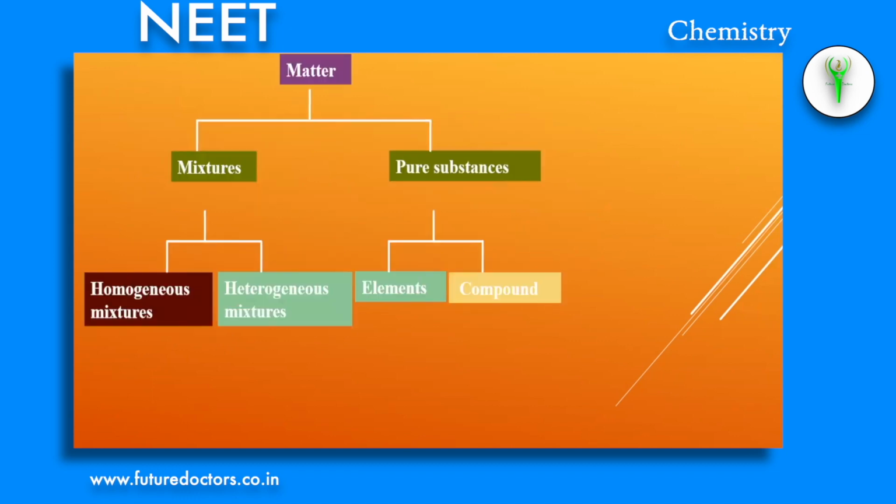Now we are going to study the classification of matter. Matter is classified into mixtures and pure substances. Pure substances are again classified into elements and compounds. Mixtures are classified into two types: the first type is homogeneous mixture and the second type is heterogeneous mixture.